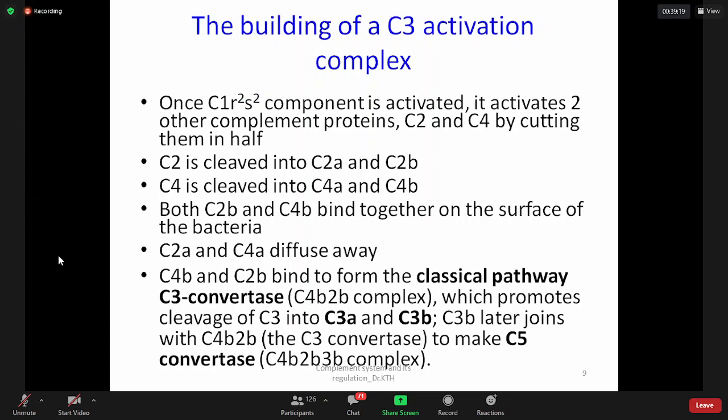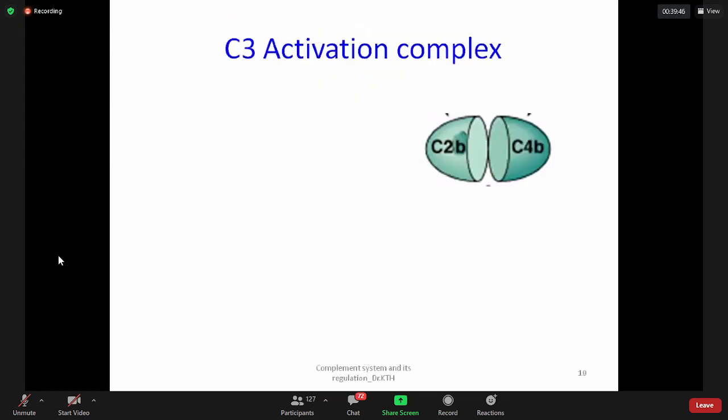Okay? And then we've said that the moment we formed a C4B2B, this is what we call the classical C3 convertase. This is what splits C3 into C3A and C3B. C3A will act on mast cells, whereas C3B will coat cells as an opsonin. But at the same time, also some of the C3B will bind with C4B2B to form C4B2B3B, which is the C5 convertase. This is what I'm actually trying to say.